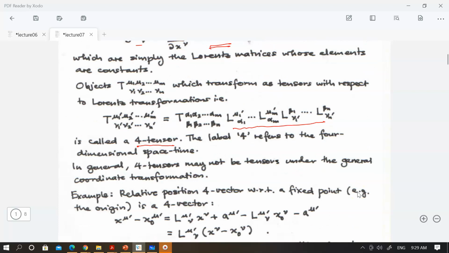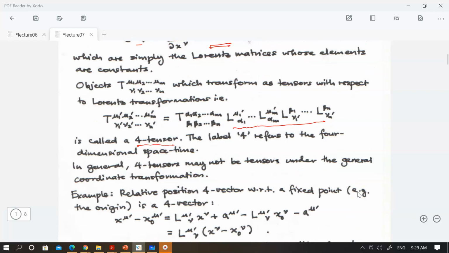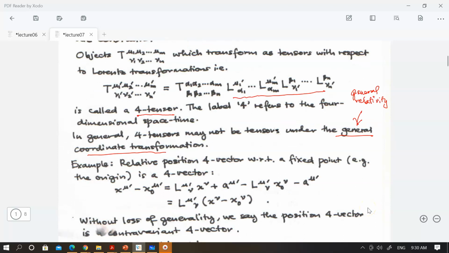But generally your four tensors do not transform in the way we define this. The four tensors will not transform under the general coordinate transformation. If you want to do this, then you have a different theory. We call it general relativity. What we are doing now is just special relativity, so we're not doing general relativity. That would be a different course, which does not exist in UPM. But never mind, maybe in the future.